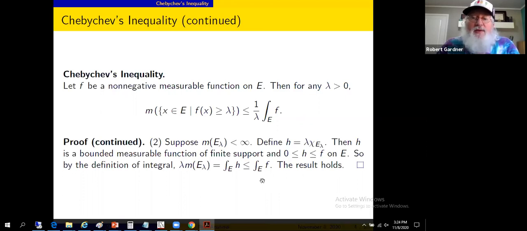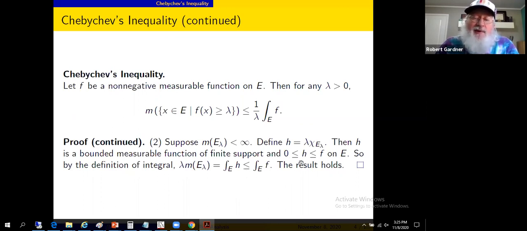So again, by the definition of the integral, h is a particular bounded measurable function of finite support. The integral over E of f is defined to be the supremum over all bounded measurable functions of finite support when integrated. This is a particular one. Well, a particular one is less than or equal to the sup, and the integral on the right-hand side is defined as a sup. So again, we get an inequality.